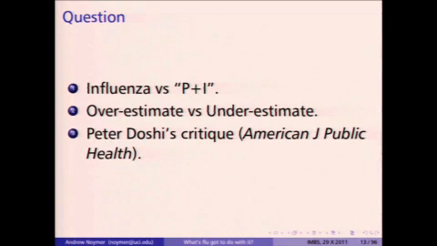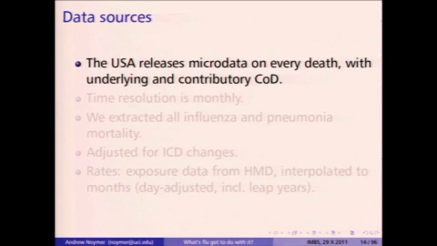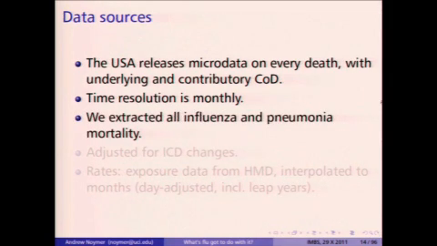And so in some sense, what I'm about to show you, some work that Ann and I did, is sort of a reply to that. We're using microdata on every death from the NCHS. We have underlying and contributory causes of death, although for this work we're only using the underlying cause. We have monthly time resolution, so we have deaths by age and sex and month of occurrence. We extracted all influenza and pneumonia mortality from these data files.